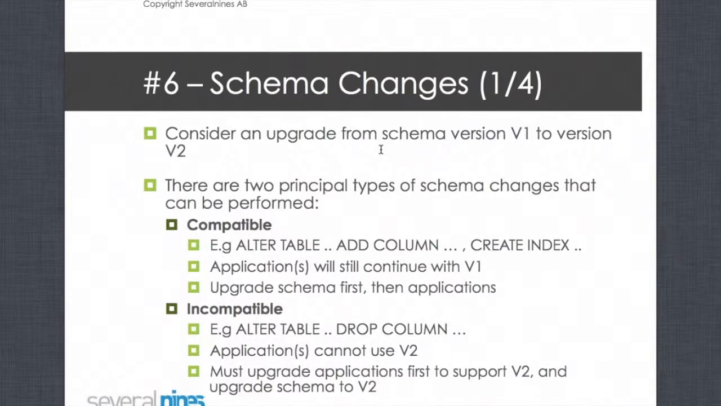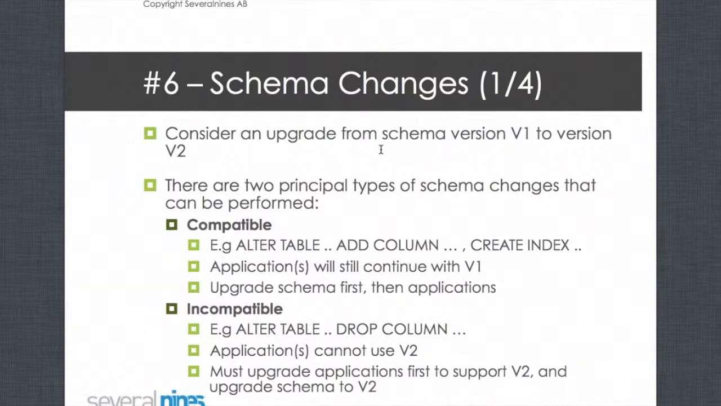And then continue into schema changes, and this is an area where a lot of problems are kind of bound to happen, really. Consider that you have one application or one schema version, V1, and you want to upgrade that to version V2. There are two principal types of schema changes, really.